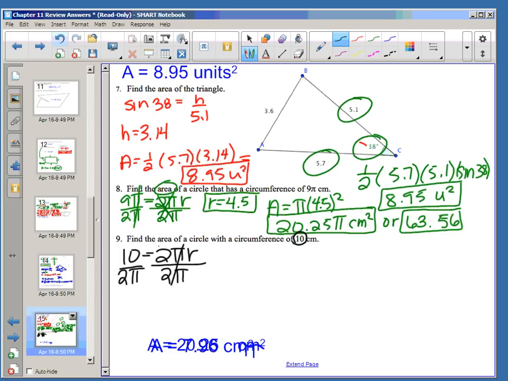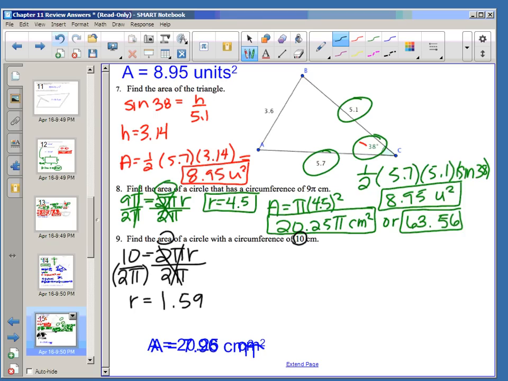Right, so my 2 pi's cancel out over here, so I'm left with r equals. Now, if you're going to type this into your calculator all at once, notice there isn't any pi to cancel the 2 pi. So I actually have to type 10 divided by parentheses 2 times pi, parentheses. And I get my radius to be 1.59.